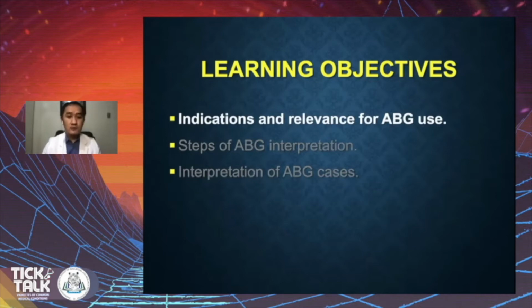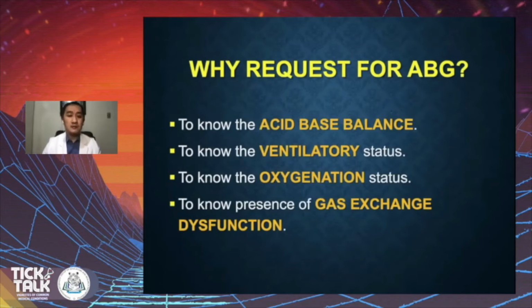So, indications and relevance for ABG use. You will be surprised that when you request an ABG, you will have the following information. Number one, you can know the acid-base balance. Number two, you can determine the ventilatory and oxygenation status of the patient. And lastly, you can establish gas exchange dysfunction based on the ABG results.